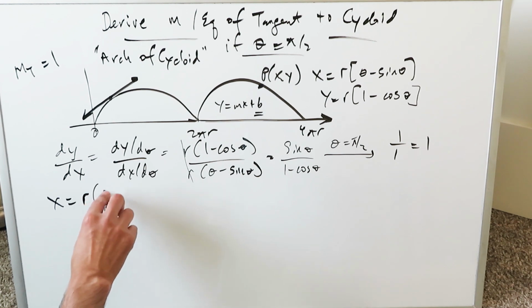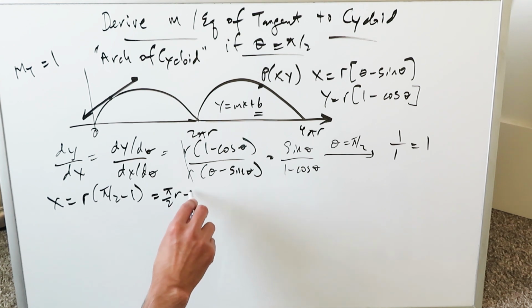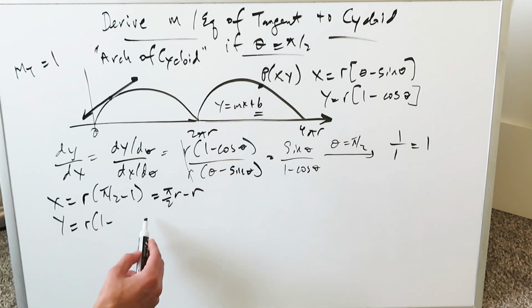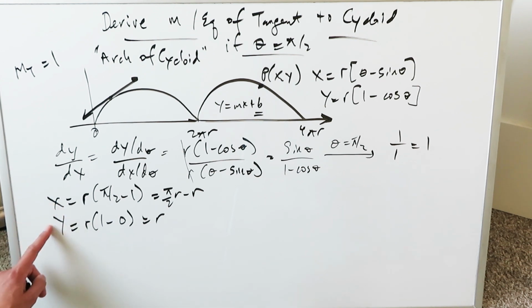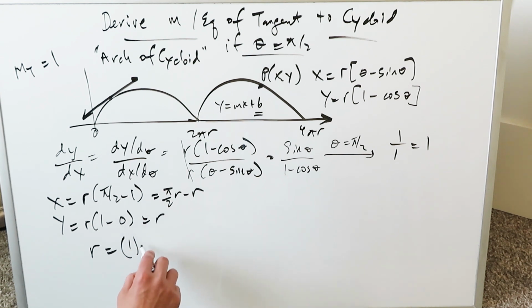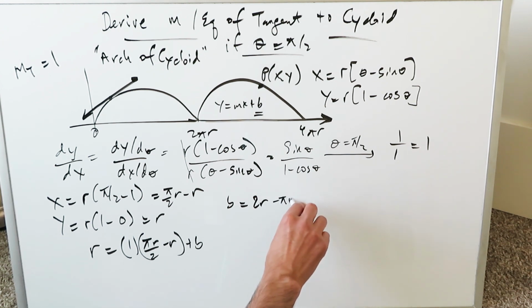X is equal to r times (pi over 2 minus sine of pi over 2, which is 1). You're really looking here at pi r over 2 minus r. That's your value of x. Y is equal to r times (1 minus cosine of pi over 2, which is 0), and you're just getting an r. You have an x value, you have a y value, you have a slope value, you have enough to determine that b. Y, which is equal to r, is equal to your slope, which is 1, times your x value, which is pi r over 2 minus r, plus b. Solve for b. You take everything to the other side, r plus r becomes 2r, minus pi r over 2.